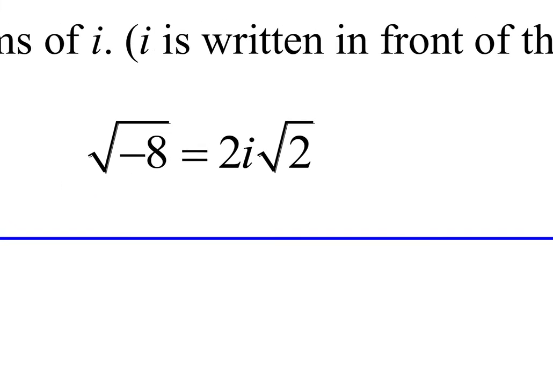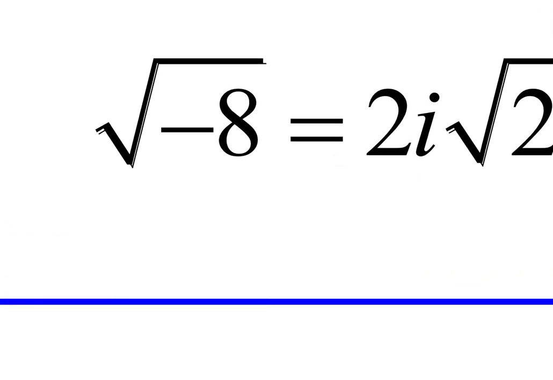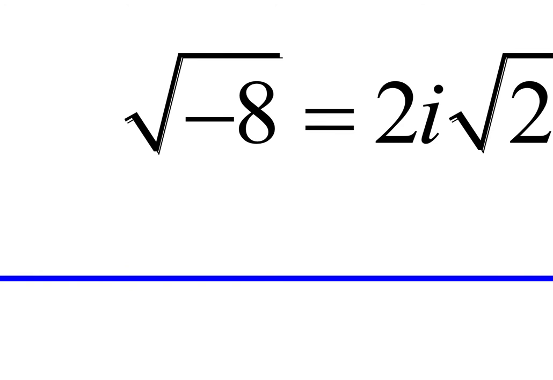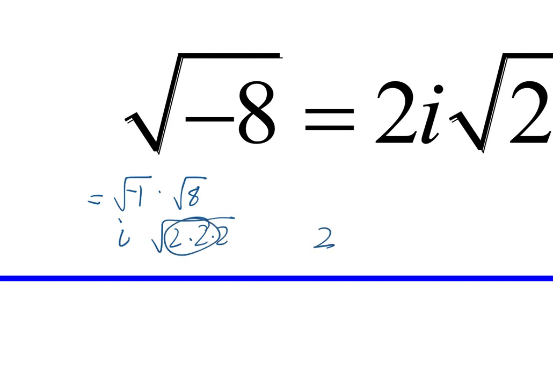Same thing with the square root of negative 8. I'm going to look at it as the square root of negative 1 times the square root of 8. The square root of negative 1 is i. The square root of 8, well, 8 is 2 times 2 times 2. So the 2 comes out front with the i, and 2 is left inside of the square root because we didn't repeat.